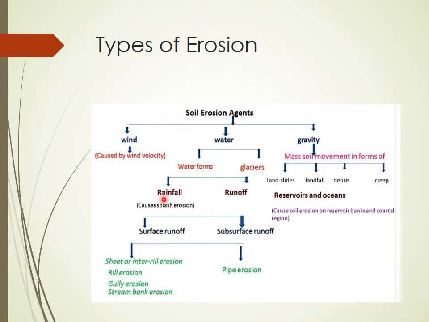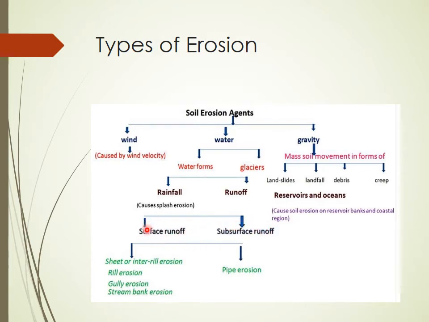Rainfall, when it hits the soil, automatically the soil starts eroding. It is getting detached from the place where it is. We have seen this in the earlier images also. Then runoff, there are two types of runoff. One is surface runoff, another one is subsurface runoff.